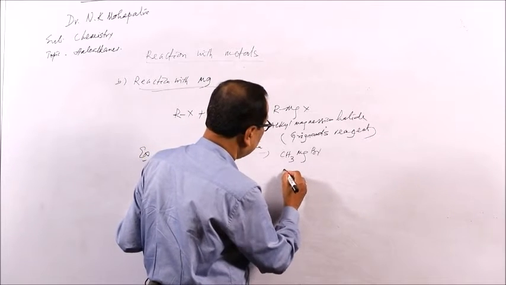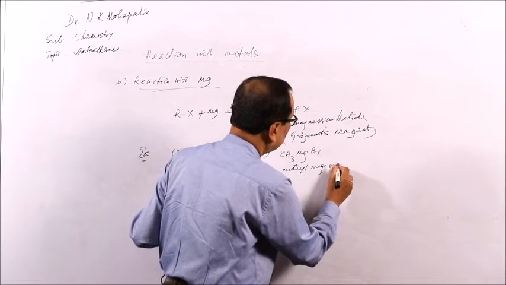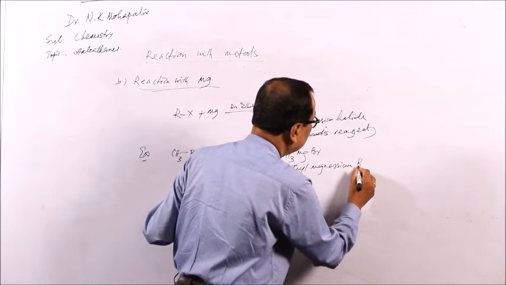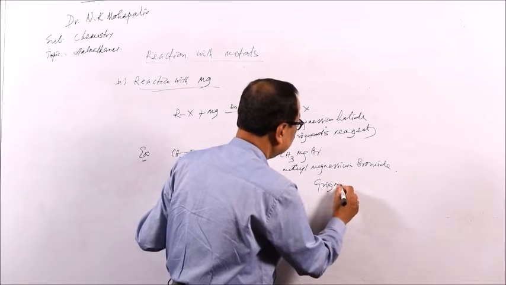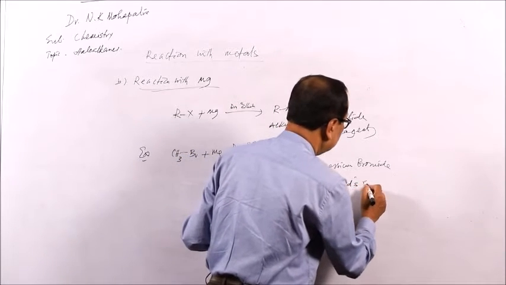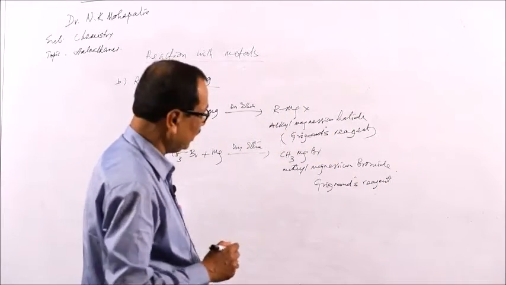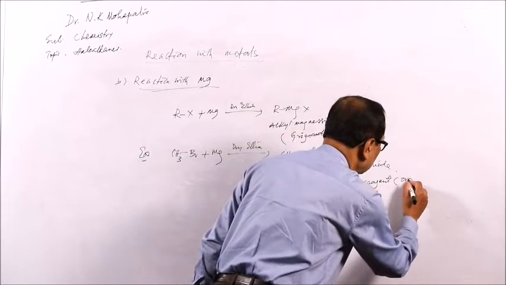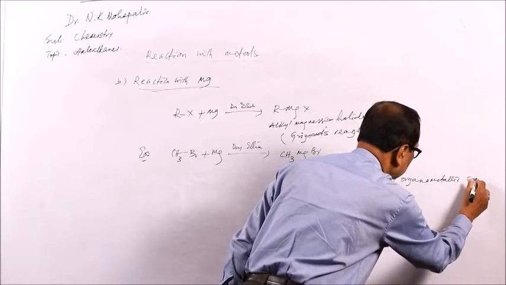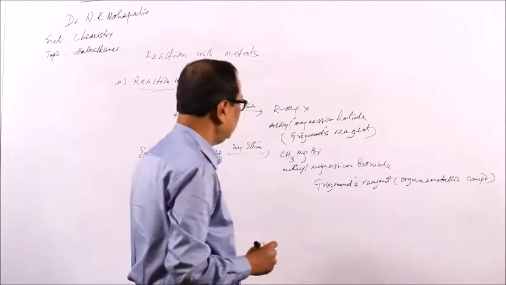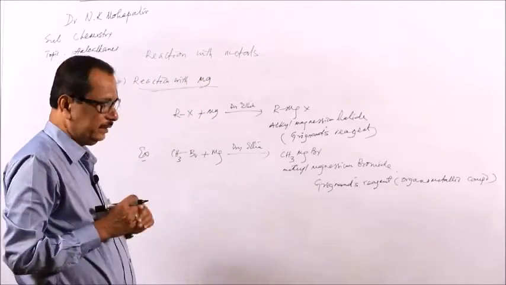The name of this compound is methyl magnesium bromide. This is also a Grignard reagent, which is otherwise called organometallic compounds. So organometallic compounds are known as Grignard reagents, and when alkyl halide is treated with magnesium in dry ether, you get them.